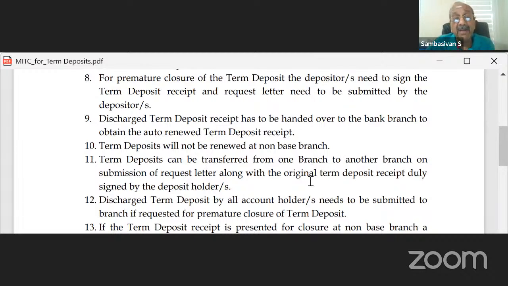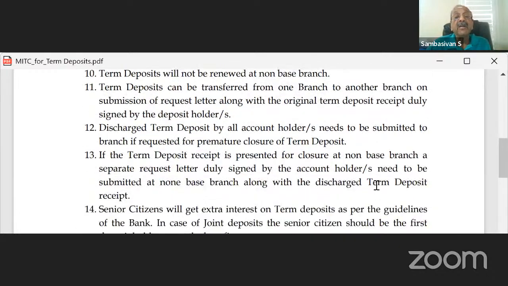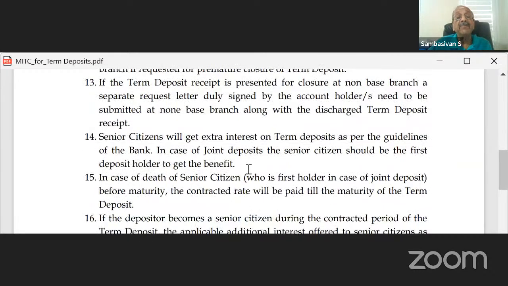Term deposits can be transferred from one branch to another branch on submission of request along with the original term deposit receipt. Discharged term deposit by all account holders needs to be submitted to the branch if requested for premature closure. I think I told you this. If the term deposit is presented for closure at a non-base branch, a separate request letter is to be given.